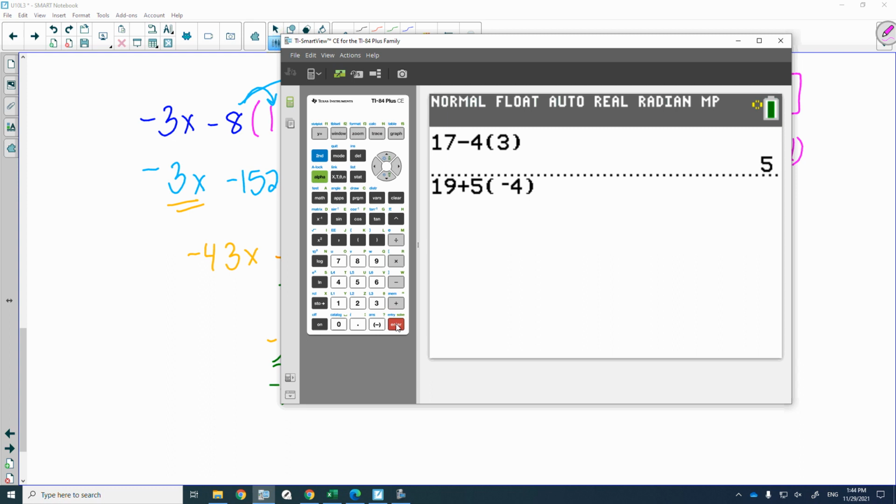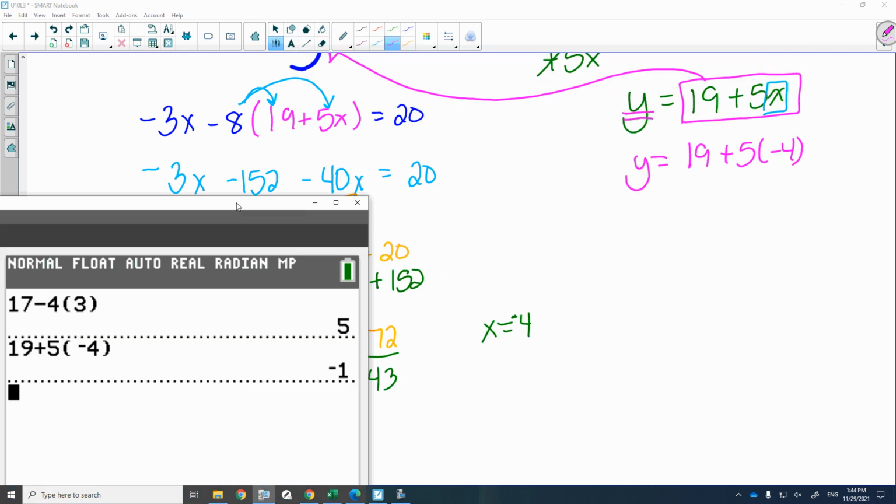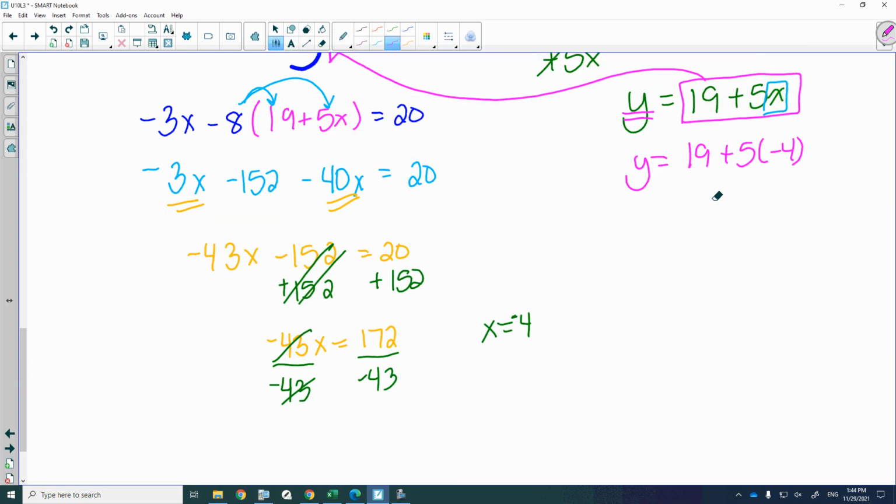Are you getting negative 1 for your y value? And there would be your two solutions. X is negative 4, y is negative 1. If it asks for an ordered pair, your worksheets are all going to just be ordered pairs. It'd be negative 4, comma negative 1.